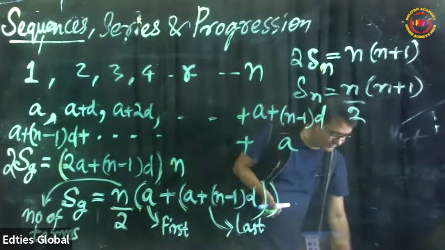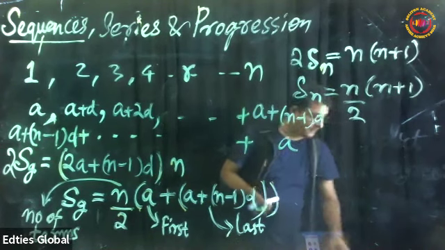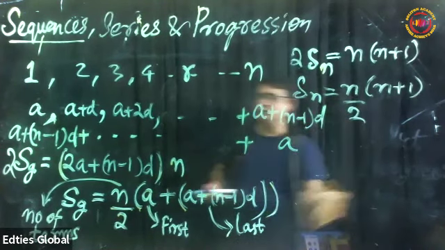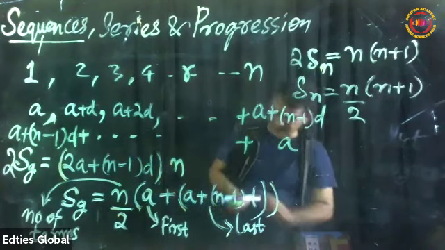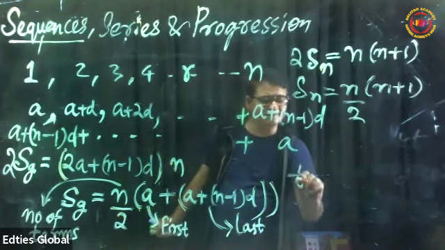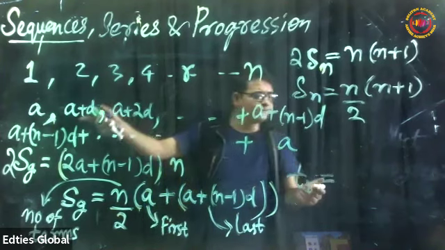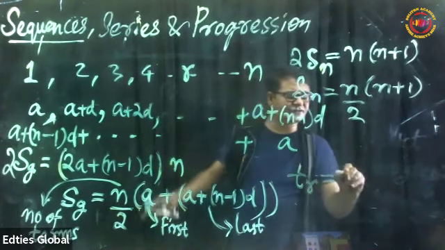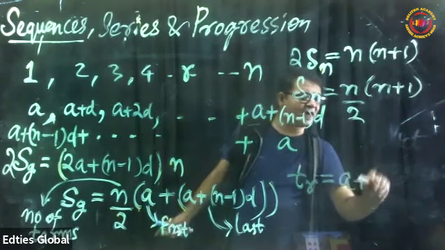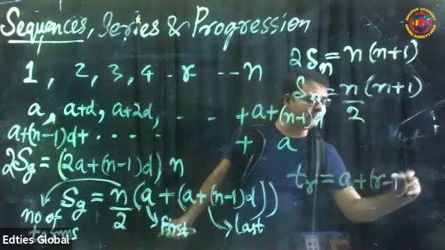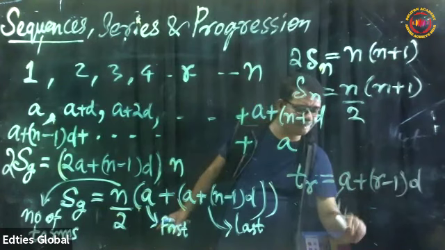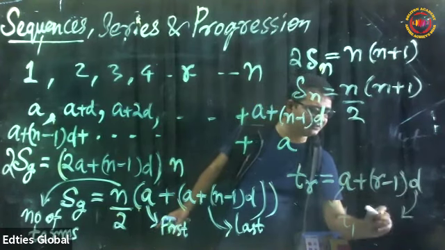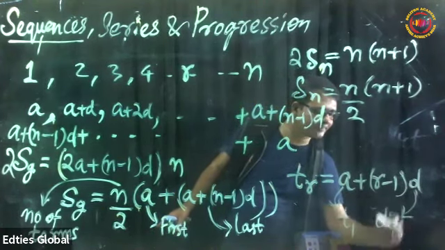Now we have made some progress, so let's move on. You know what the nth term is. If somebody asks what is the rth term of the general arithmetic series, you say a plus r minus 1 into d, if a is the first term and d is the difference.